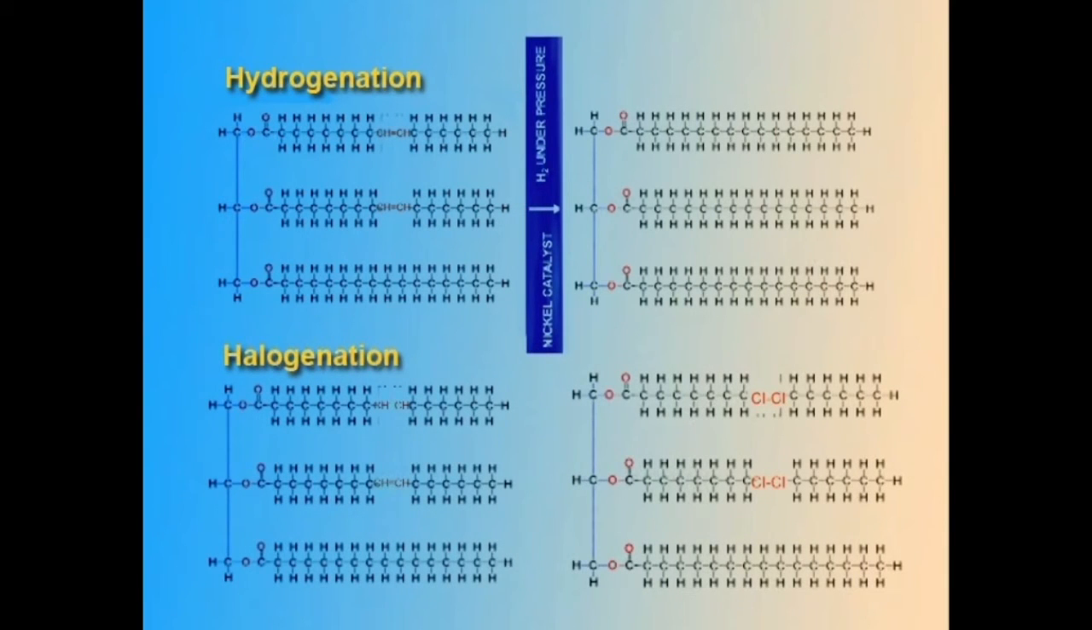Halogenation is similar, where chlorine, bromine, iodine, etc. can be added at the double bonds. This is important in qualitative evaluation of the degree of unsaturation.